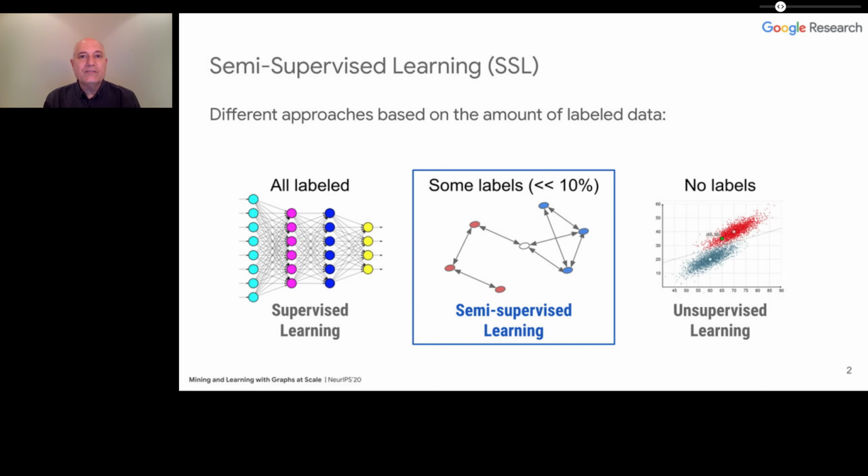Semi-supervised learning falls in the middle, where we have a small portion of our data being labeled, typically much less than 10%. And actually, with the techniques I'll be describing today, we can do learning with as little as 1 or 2% of our data being labeled.